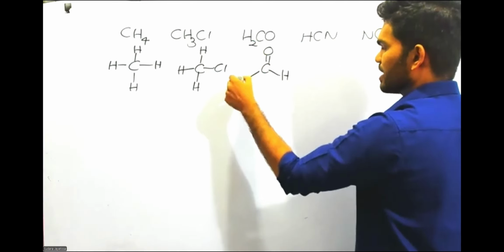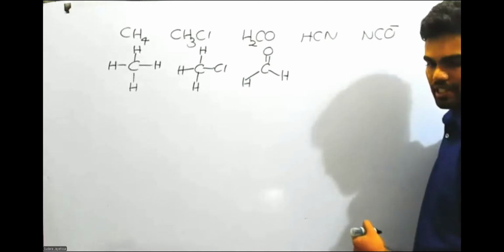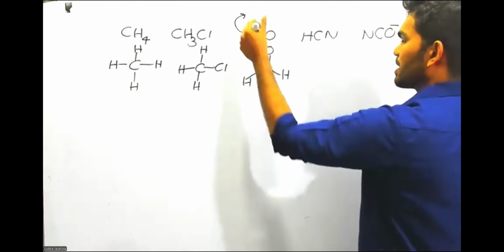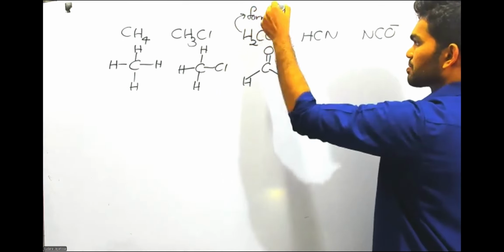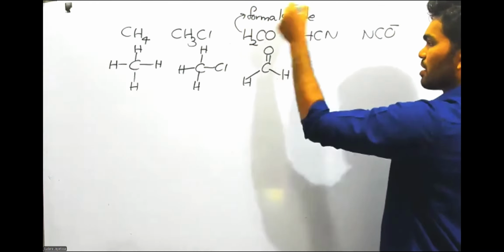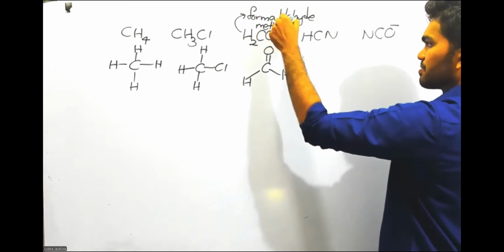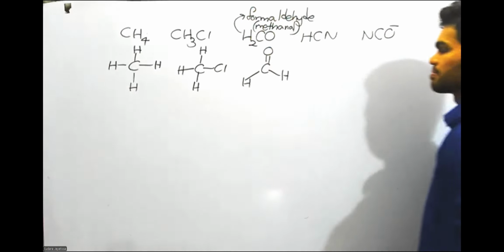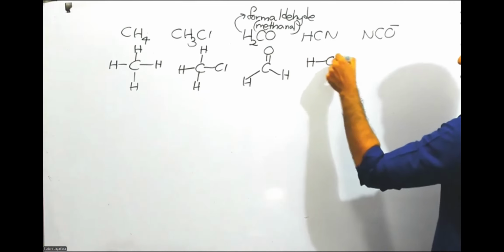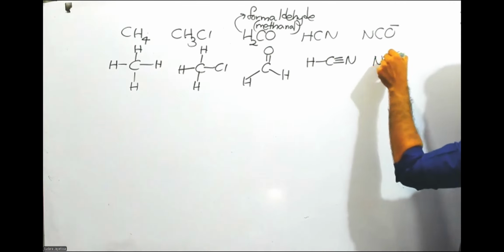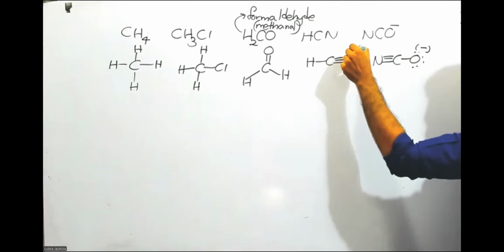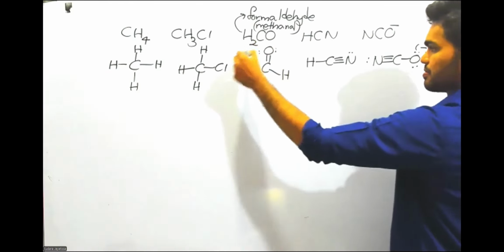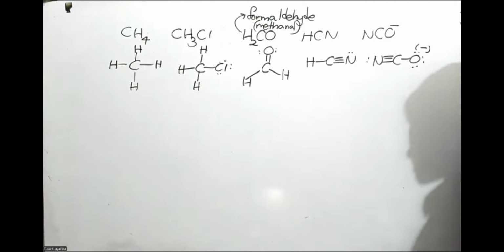So this is the structure of H2CO. This is how you are going to draw it. It's a special molecule. Again, you will learn that one in organic chemistry. This molecule is called formaldehyde. Then you have HCN and NCO. These are the Lewis structures.